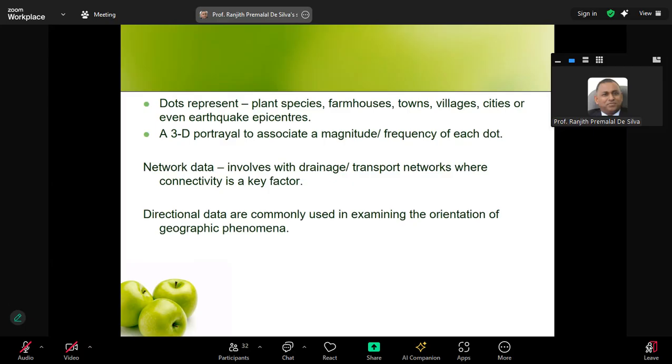And we can have network data, which involves transportation networks, supply networks, drainage networks, water supply, electricity supply, whatever the distribution of certain things, where connectivity is a factor. Connectivity can be physical connectivity or virtual connectivity. If you take the telecommunication structure, a mobile telecommunication network, it is not physically connected, right? It's virtually connected, through signals. It's still network data because it has a direction, a flow path, where to flow. In a transport network, you have where it flows. And then you have directional data, which basically has angles, directions, as in bearings.